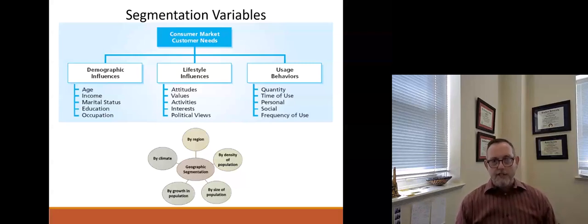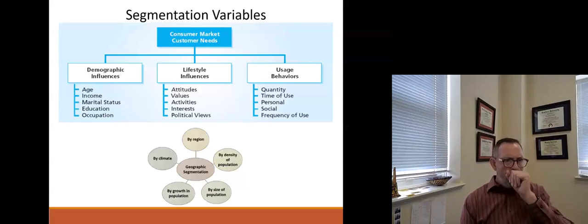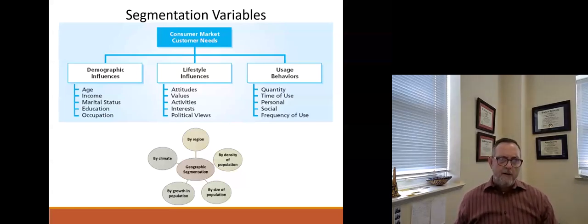And down below, you'll see geographic segmentation. Again, there are a number of different variables here. Population density is a big one. Certainly climate might be something that you use. Region, like geopolitical regions, things like that, size of the population. Those are all elements that can be used.